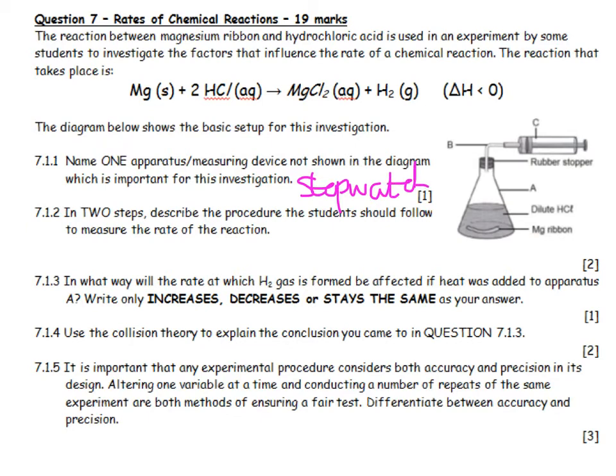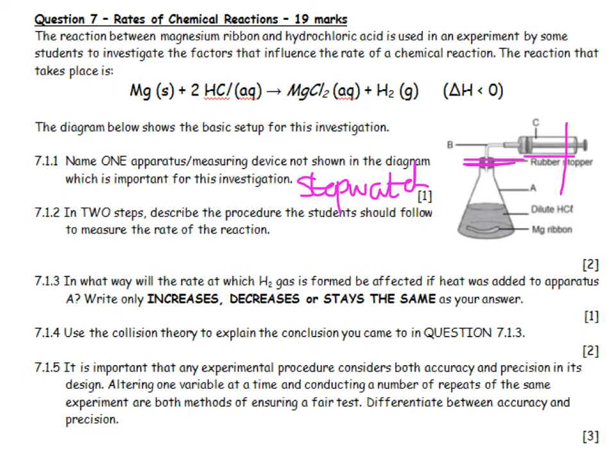In 2 steps, describe the procedure the students should follow to measure the rate of that reaction. First thing is, and I decided not to give you a penalty on the marks for it, you do need to ensure that this is properly sealed. But it looks like that in the picture already, so I didn't take away a mark. And then you're going to start the stopwatch, allow the reaction to take place, and when the rubber stopper stops moving, you're going to stop the reaction. Something along those lines for your 2 marks.